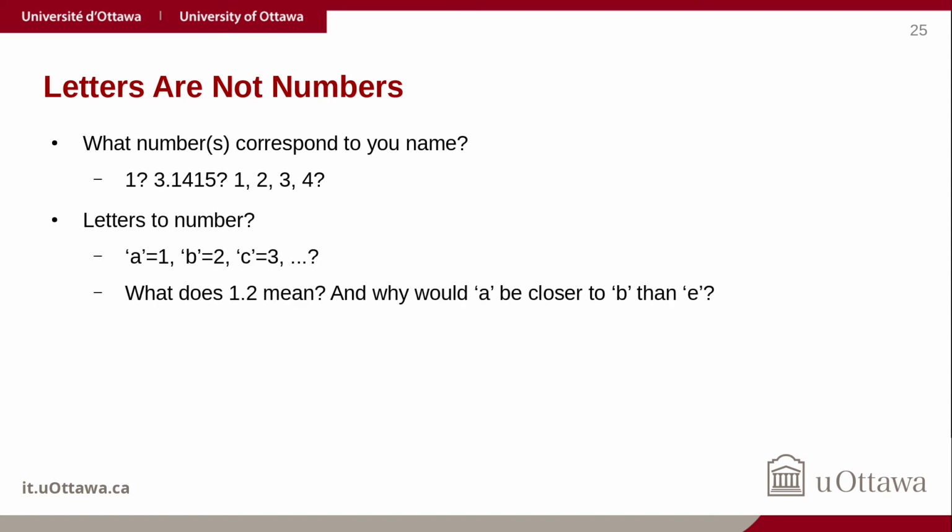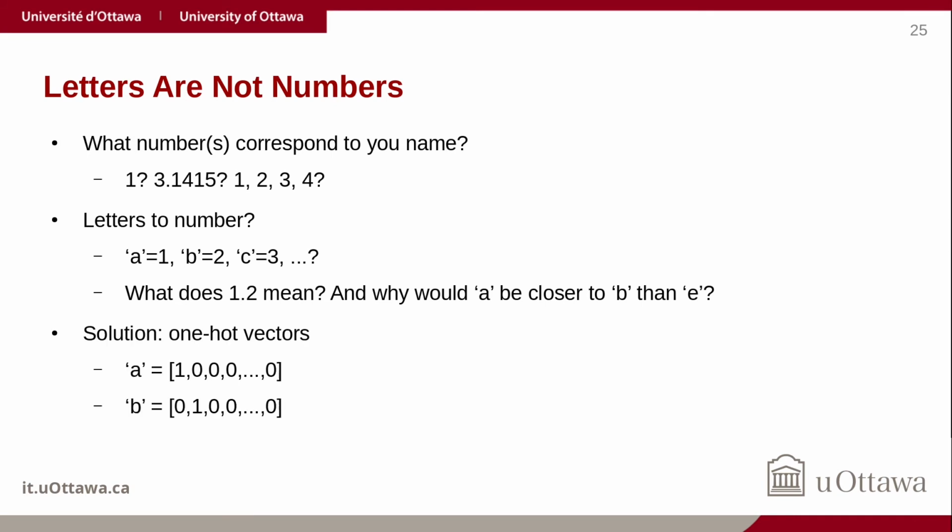One thing you can do is take the alphabet and say A equals 1, B equals 2, C equals 3. But it makes things murky. For instance, what does 1.2 mean? A little bit of A and a little bit of B? And why would A be closer to B than to E? E is a vowel. So A would be closer maybe to E because it's also a vowel. But that's all kinds of weird.